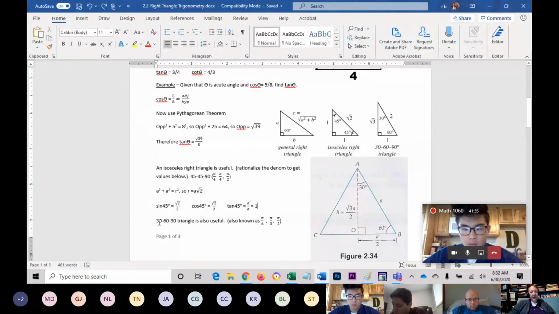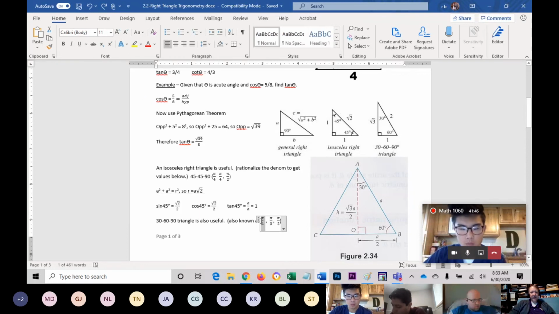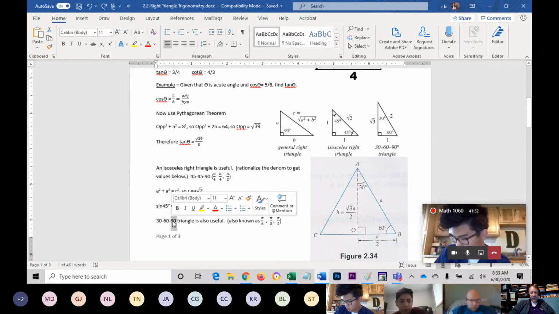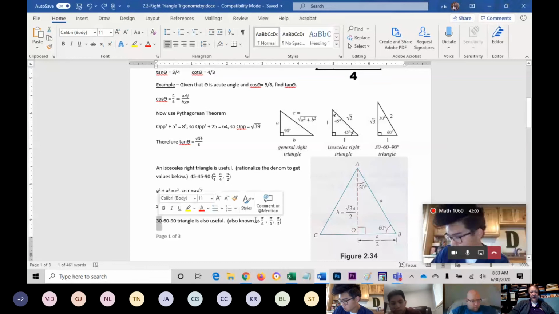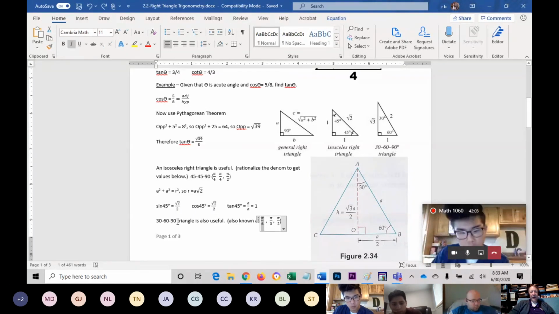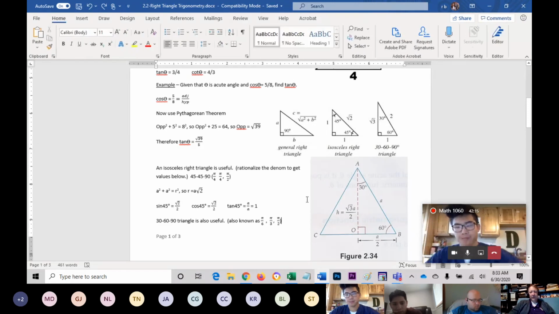Now, let's talk about a 30, 60, 90 triangle. That was this one over here. A 30, 60, 90 triangle is also useful. So 30 degrees is pi sixths radians, 60 degrees is pi thirds radians, and 90 degrees is going to be pi halves radians. You're going to want to get very used to converting between degrees and radians, because right now all of us are used to degrees, but you're going to find the math is a lot easier if you remember stuff in radians.